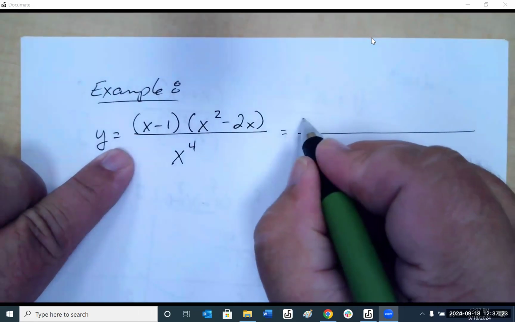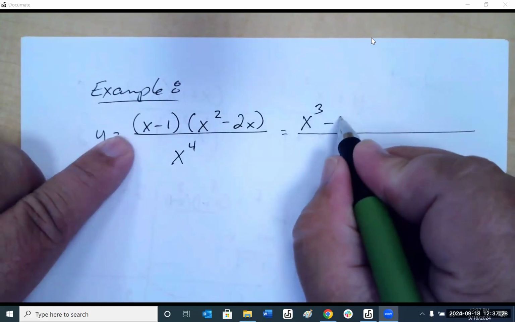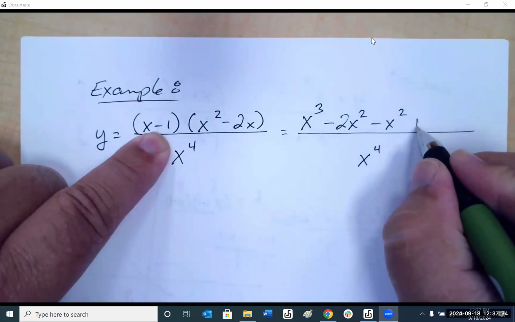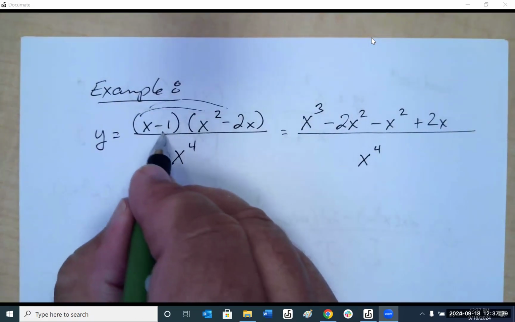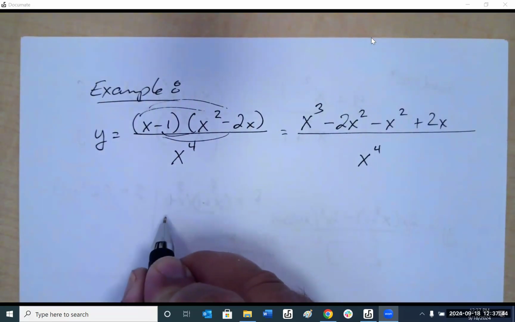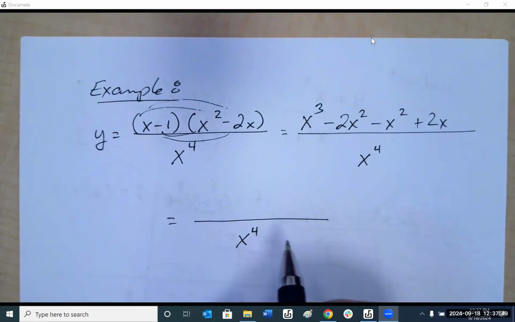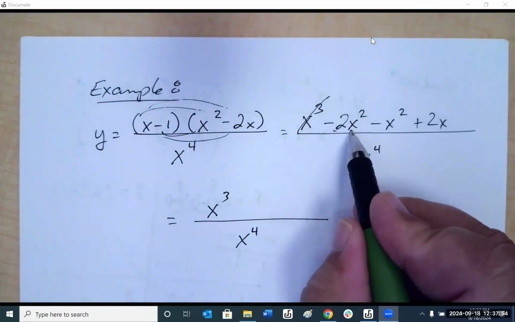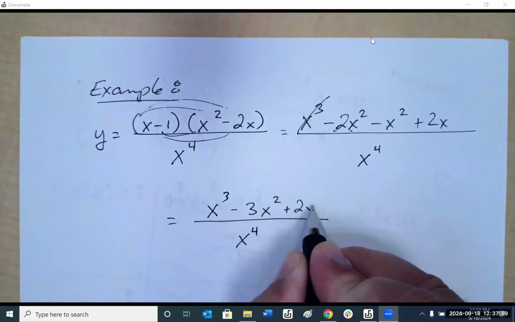So x times x squared is x cubed. X times negative 2x is negative 2x squared. Negative x squared, positive 2x. I foiled those. Combine like terms, you have x cubed, negative 2x squared minus x squared is minus 3x squared, plus 2x.